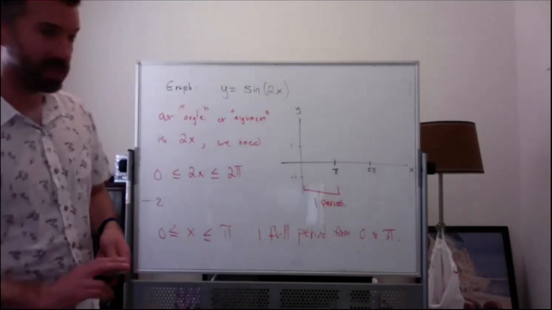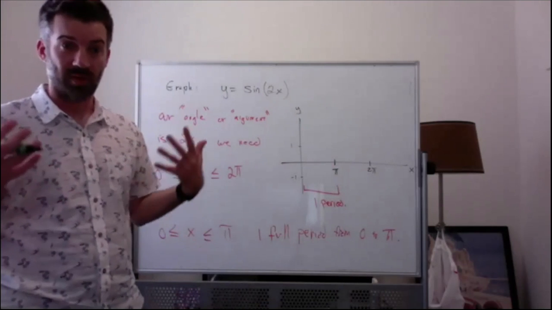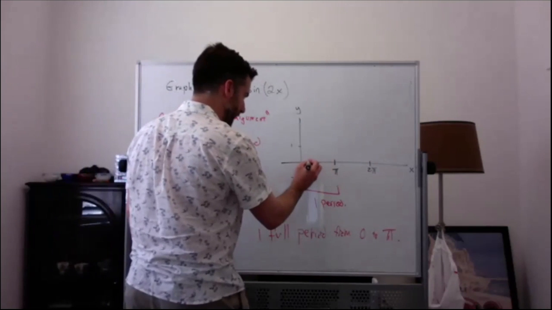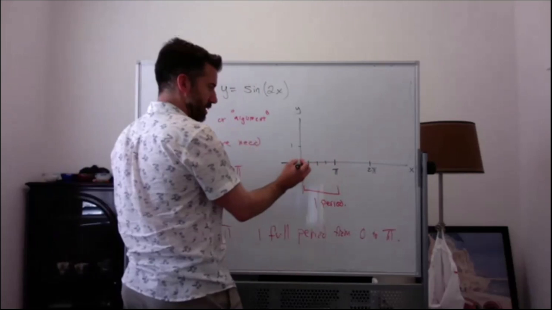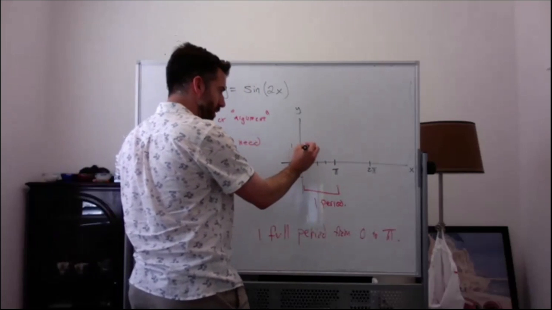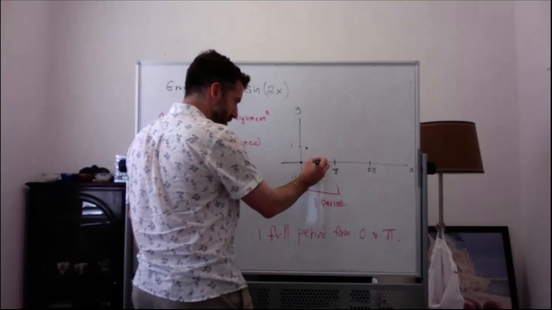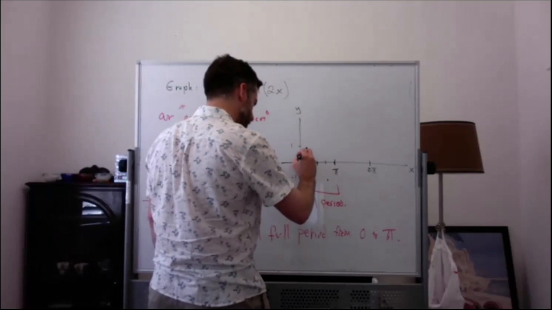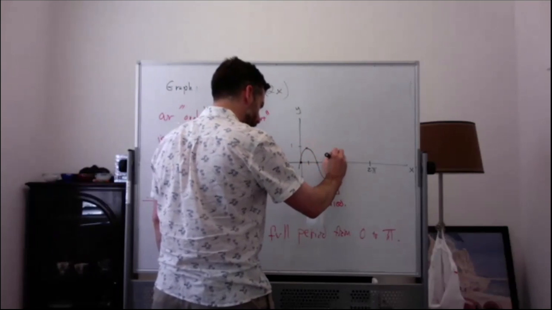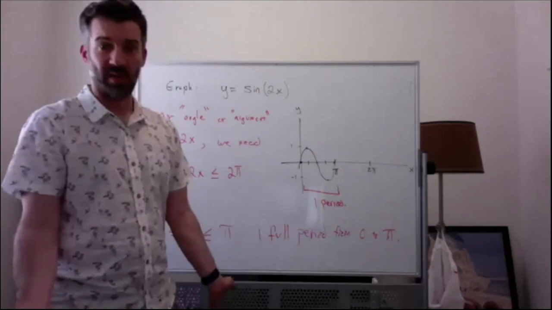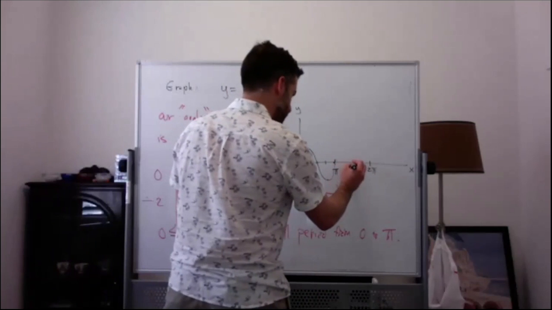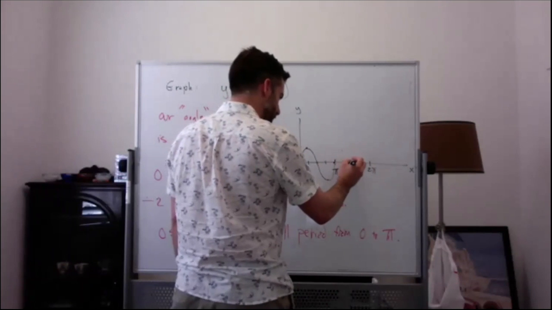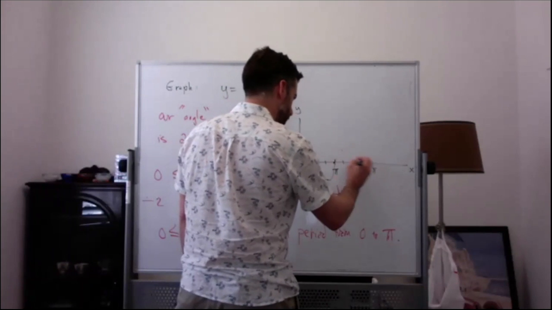So I'm going to break 0 to pi up into the usual 4 sections or 5 points. I'm going to break that in half and then in half again. And I'm going to start at the middle and then go high, back to the middle, then go low and back to the middle. And if you wanted to, you could repeat that again: middle, high, middle, low, middle.